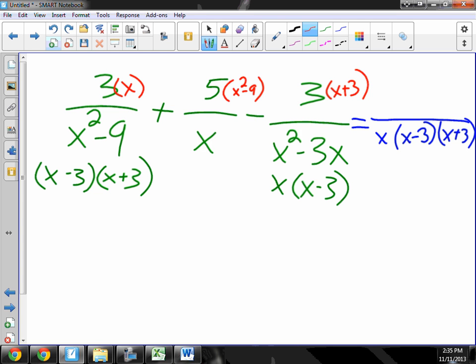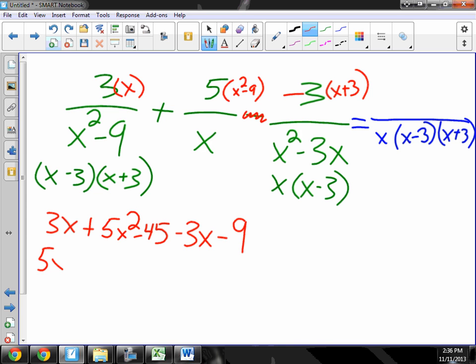So we're going to write down that big long answer on top, simplify it, and then see if it factors. So we start off 3x plus 5x squared minus 45, and then, good. I always like to put these negatives up in the numerator, just so I don't forget them. So minus 3x minus 9. All right. 5x squared takes care of that one. The 3x and the 3x cancel. Minus 54. Can I pull anything out of that? No. Is it a difference of squares? No, so it doesn't factor, so I don't need to bother. So my numerator for the answer is 5x squared minus 54.